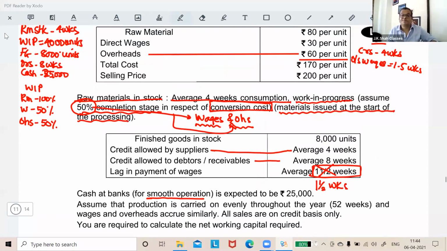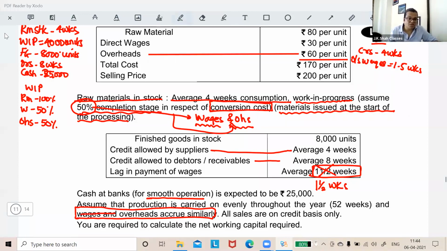25,000. Then what? Assume that production is carried out evenly throughout the year. Do we need it, guys? And wages and overheads accrue similarly. Again, the same point, guys. You remember? Last question also we added. Wages and overheads accrue similarly, but the payment pattern is different.